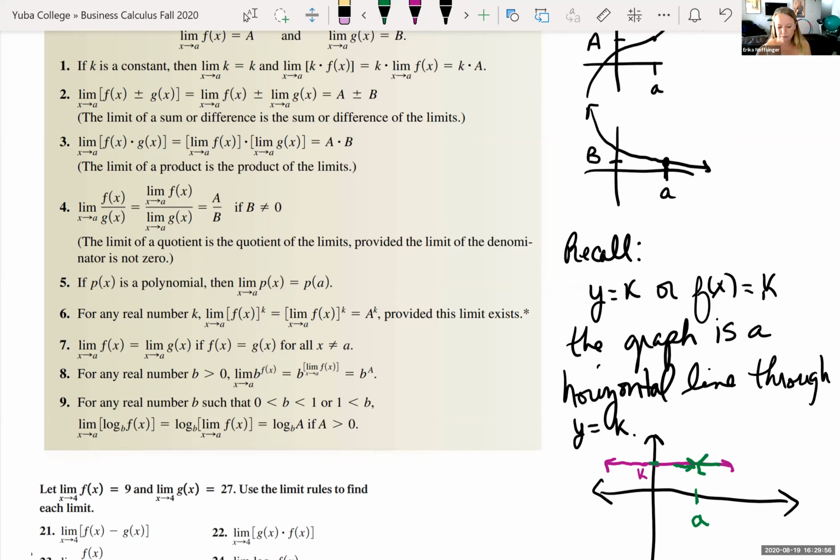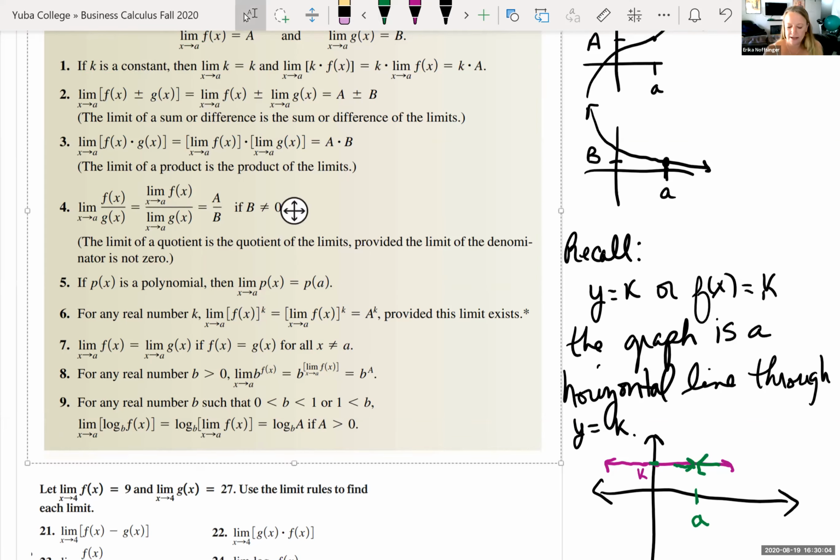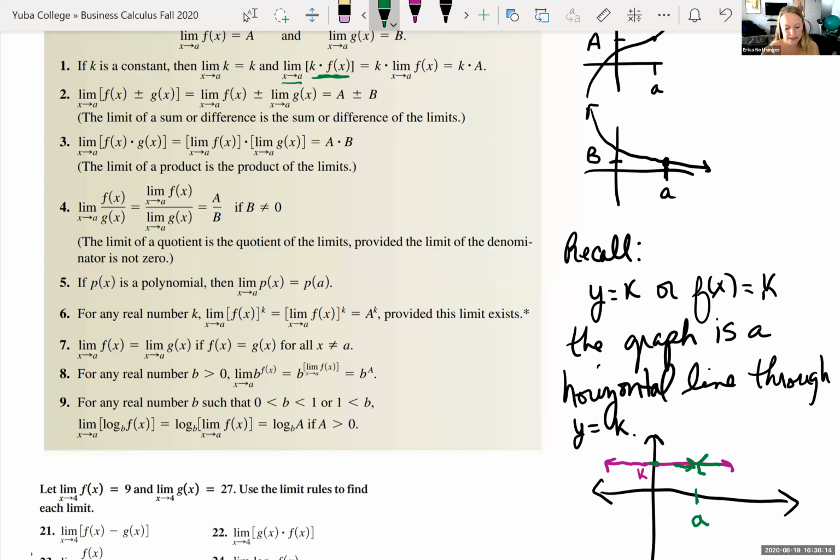Okay, so the second piece of part A is saying the following. So if you have the limit as x is approaching a, and you have some constant k times a function f of x, then basically we can pull this constant outside of the limit and just look at the limit as x approaches a of f of x. Once you found out what that value was, you just multiply it by the constant in front.